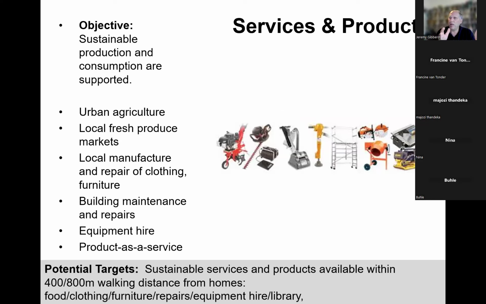So this is the whole idea of urban agriculture, local markets, local manufacturing, small-scale manufacturing locally, a lot of building maintenance, repairs, equipment hire, product as a service, and have that local. So that again, you make sure that your building is part of this ecosystem of services and products, and is extremely efficient. So resource efficient, very low waste.